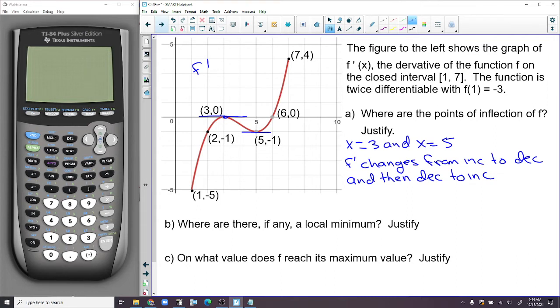Where are there, if any, a local minimum? Well, local minimums happen where the first derivative changes from negative to positive. So right here, at x equals 6. x equals 6, how do I know that's a minimum? f prime changes from negative to positive.